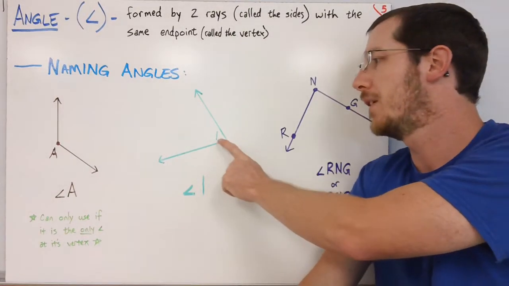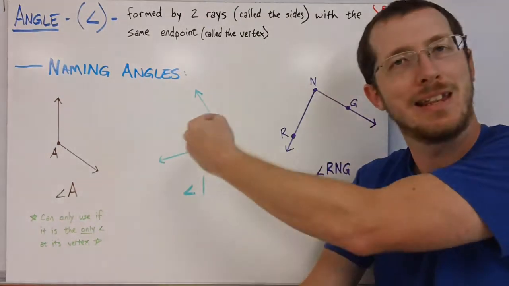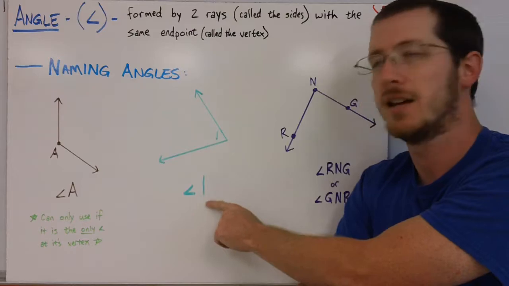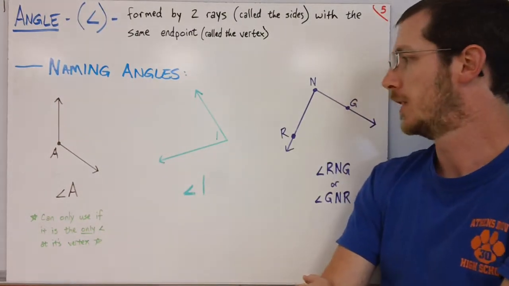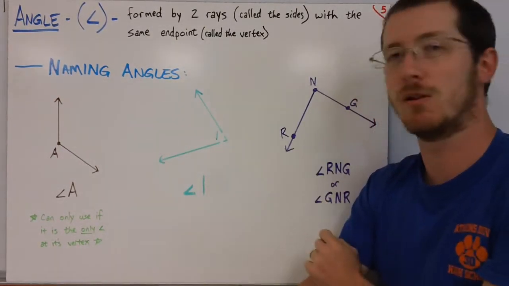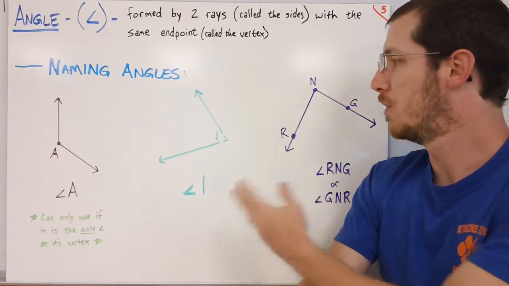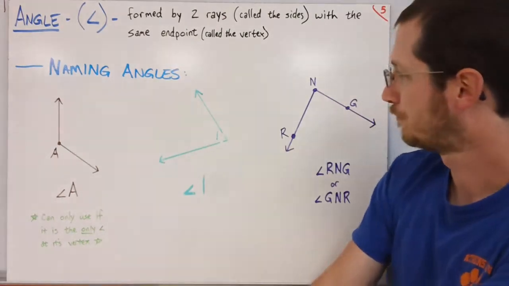Or a second method: if there's a tiny number tucked into the inside of that angle on a diagram, then we can just name it that number. Now make sure that you distinguish that from the measure of the angle. Okay, we'll talk about measures of angles in just a bit. So we can call that angle 1. You'll see angle 1, angle 2, angle 3. This form just makes it easier to name angles on a larger diagram.